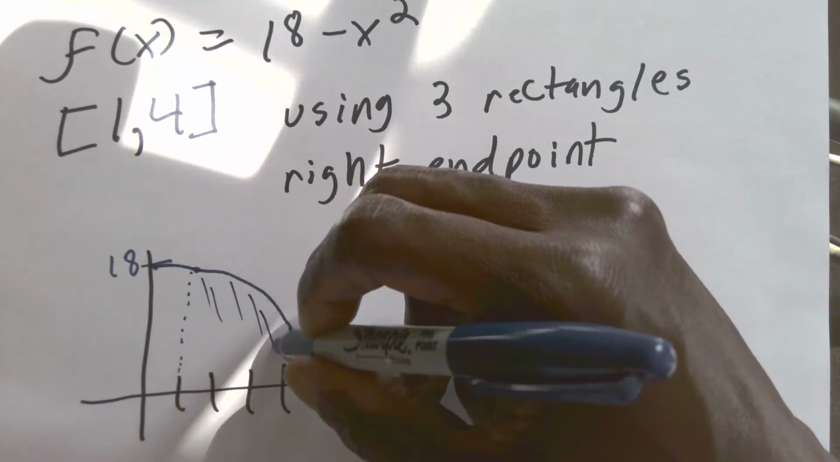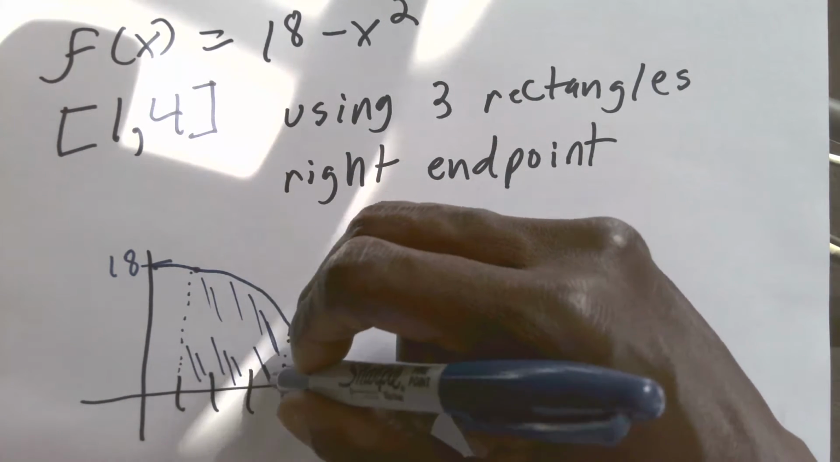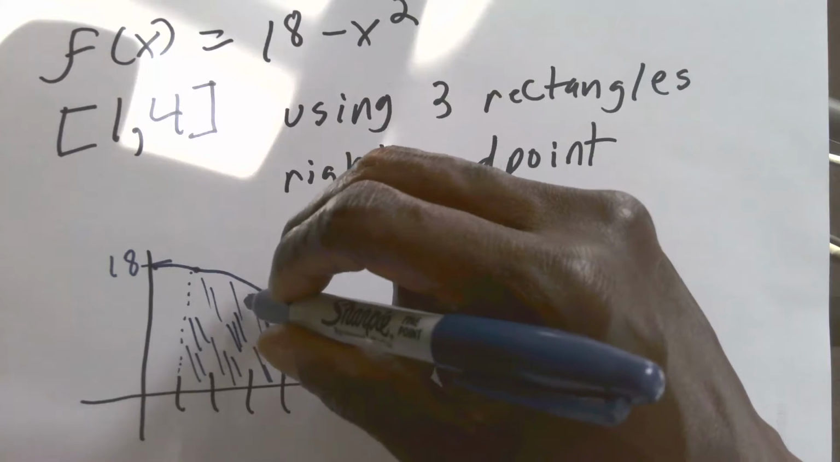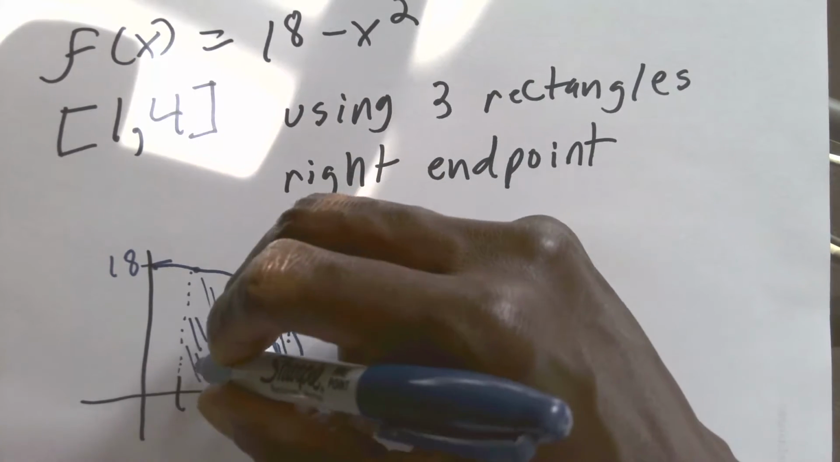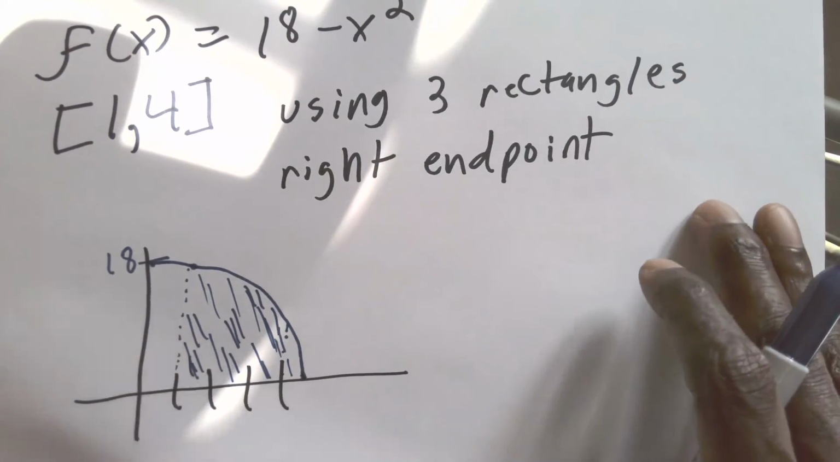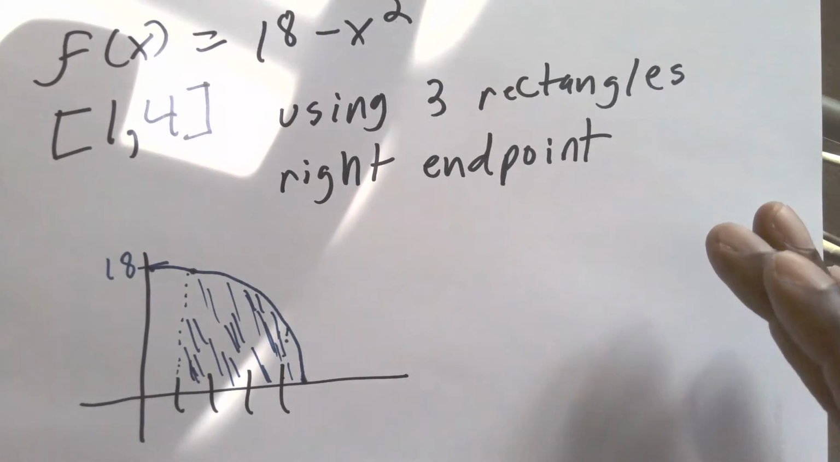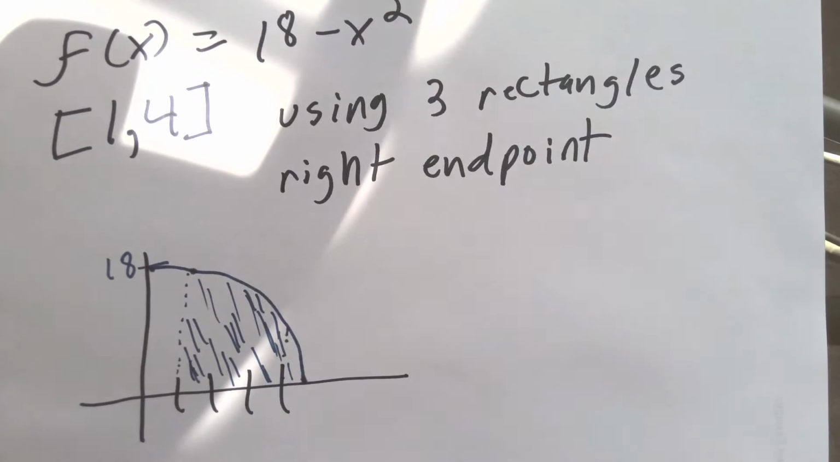So this is what we're trying to approximate. I'm not going to be able to find the actual area, and I went a little past 4 there. The actual area under this curve from 1 to 4 is actually 33. So this is going to be an approximation that we'll find, and you will see how close it gets to 33.